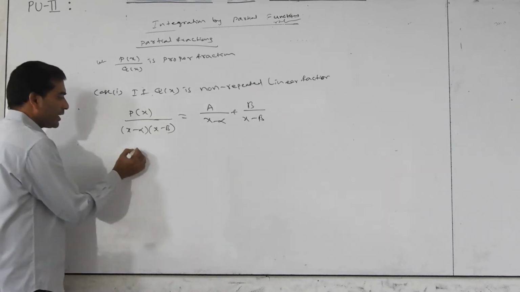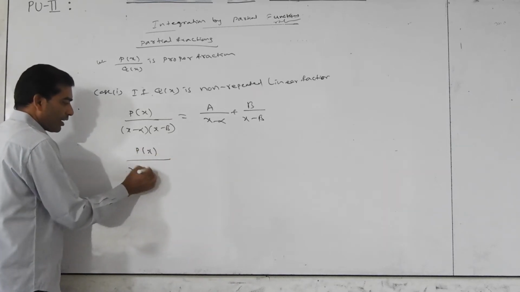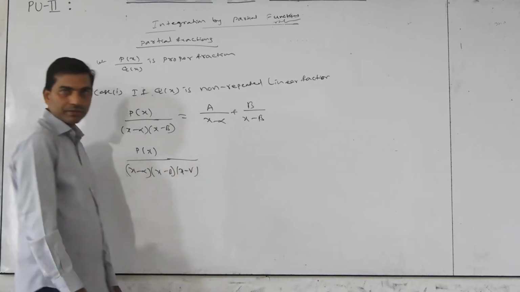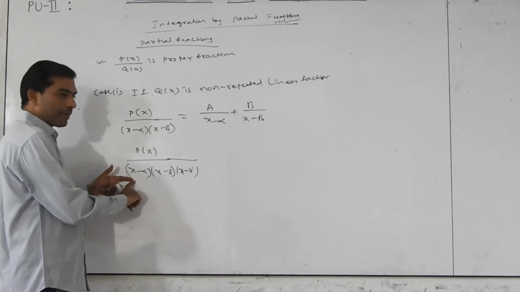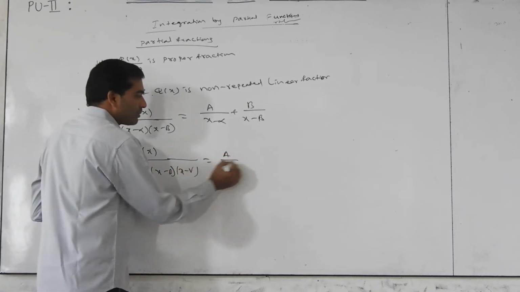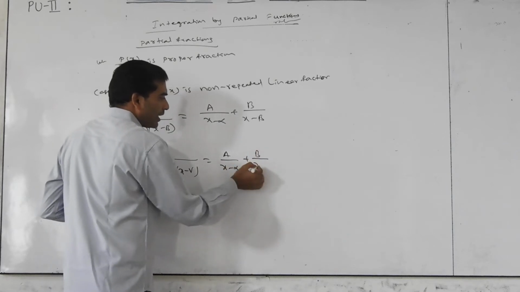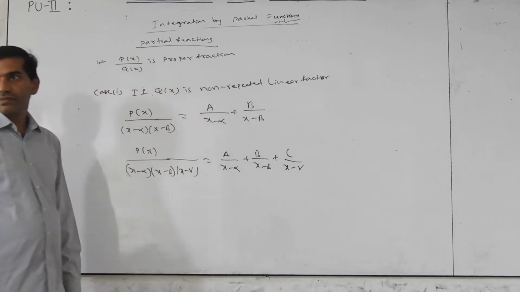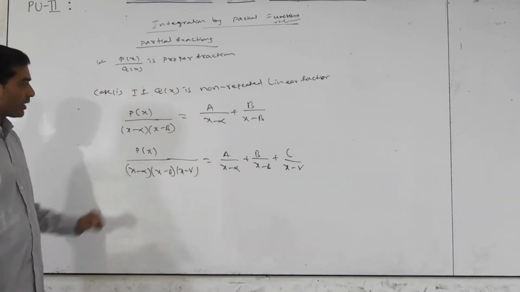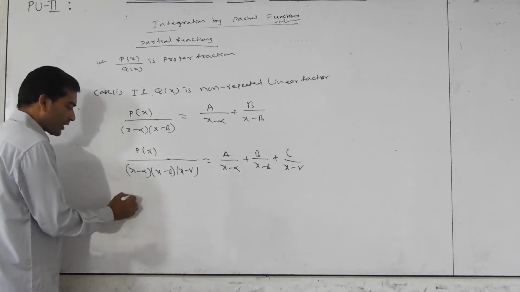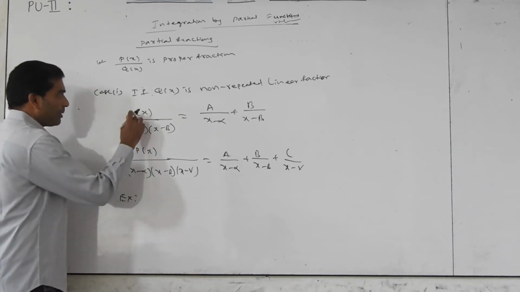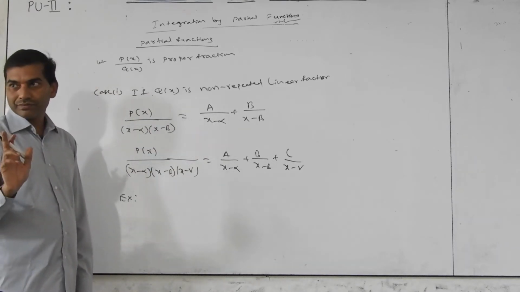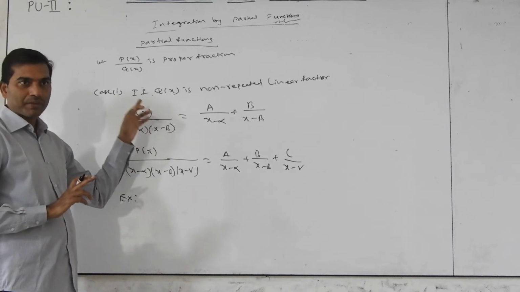If it is a cubic degree, p of x by x minus alpha, x minus beta, x minus gamma, with non-repeated linear factors, then it is a by x minus alpha plus b by x minus beta plus c by x minus gamma. Like this. This is method 1. For the example, p of x may be 1 or whatever it may be, but it should be proper. It may be x plus 2, x plus 1, like this.